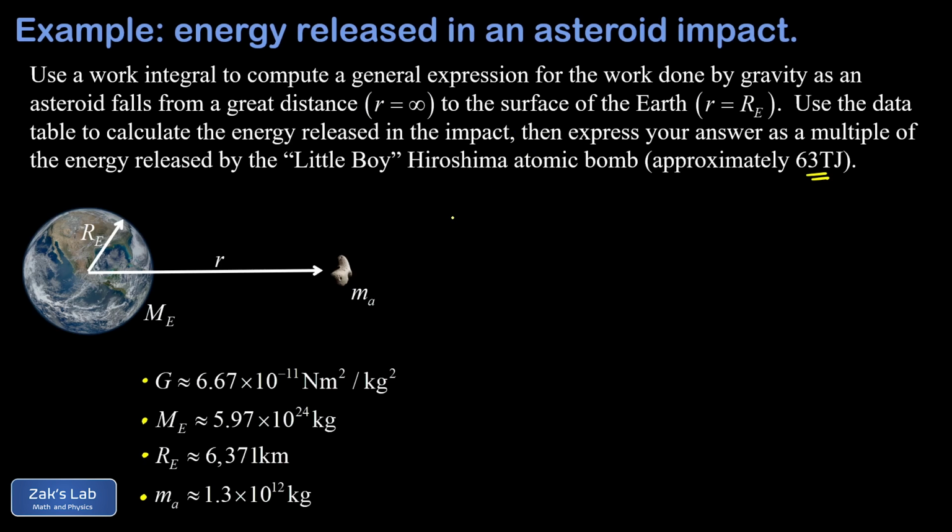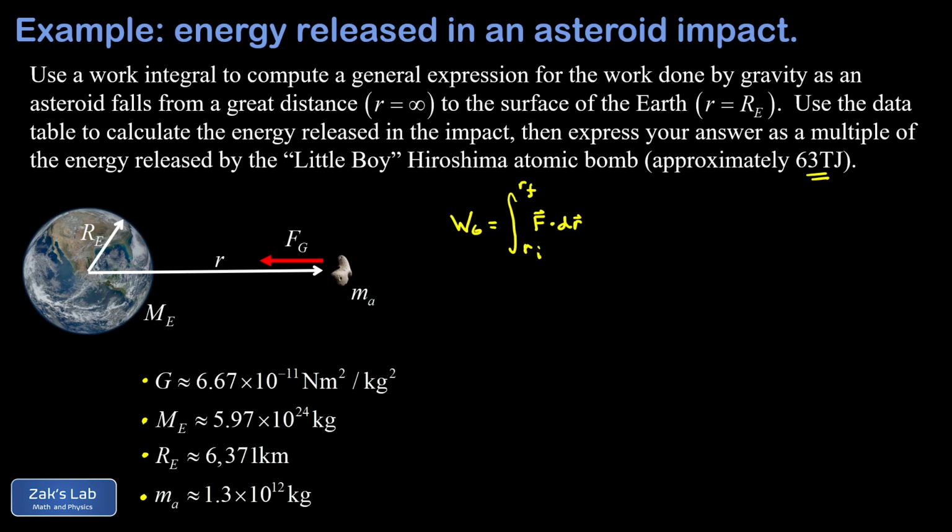So we'll get started with just a quick reminder of how work is computed as an integral. So we say the work done by gravity is the integral of F dotted into dr. And we compute this integral as r goes from some initial value to some final value, so r initial to r final. Now that force is the force of gravity exerted by the Earth on the asteroid. And I'll just call that Fg for the force of gravity.